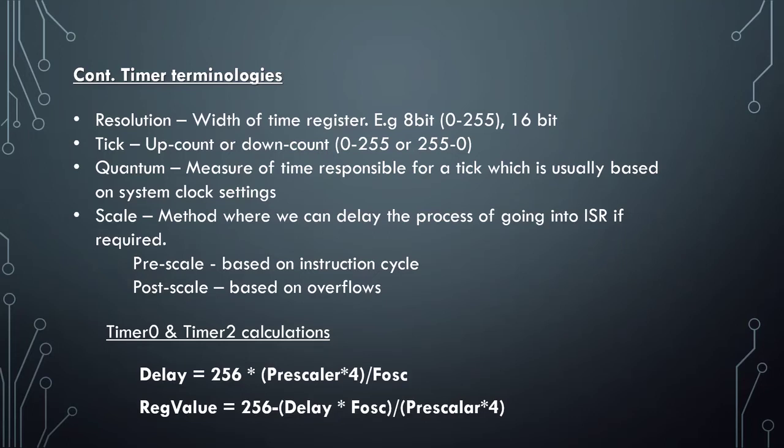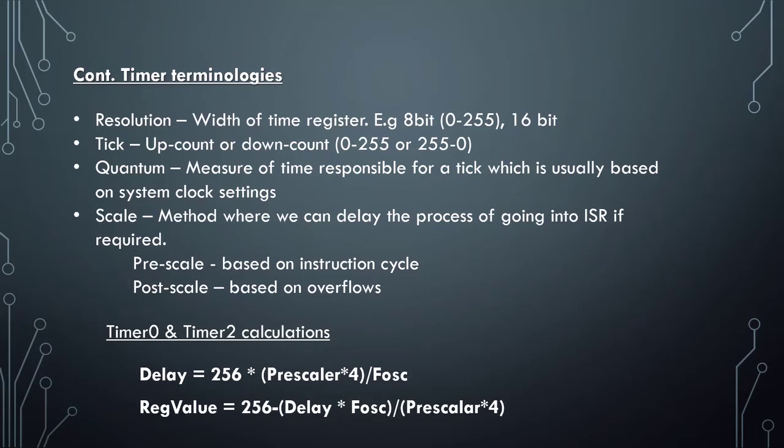But the width of the timer register refers to the amount of data that it can hold, or the amount of data that it can count from. So it can count from 0 to 255 for the 8-bit. For the 16-bit, it is 2 to the power of 16 to get that number of values, which stands at almost 65,000. But for the 8-bit, it counts from 0 to 255.